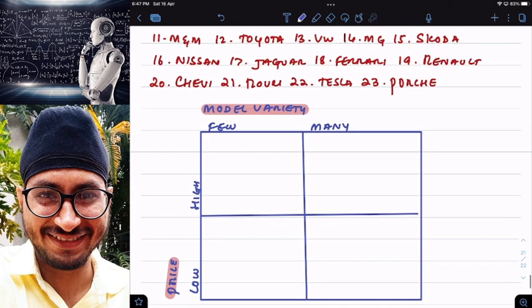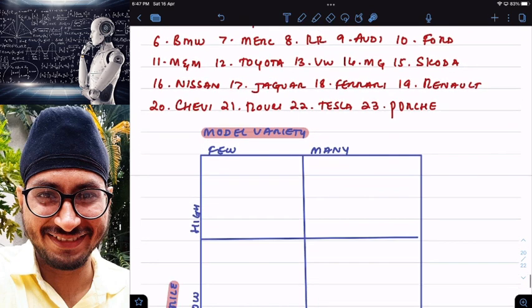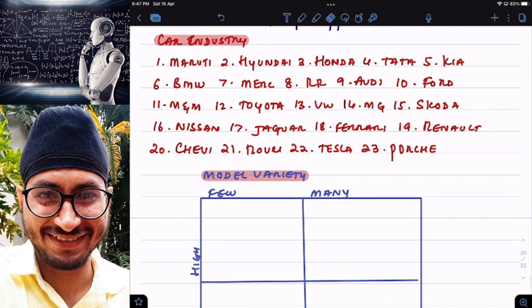Now let us understand. In this box we will write those companies which have few models but are selling at a high price. Few models but a high price. Let us say, for example, who will come here? Range Rover is one company which has very few models but a high price. Then Ford is there too. Then Jaguar, Ferrari, then Rover, Tesla. Here these are the companies.